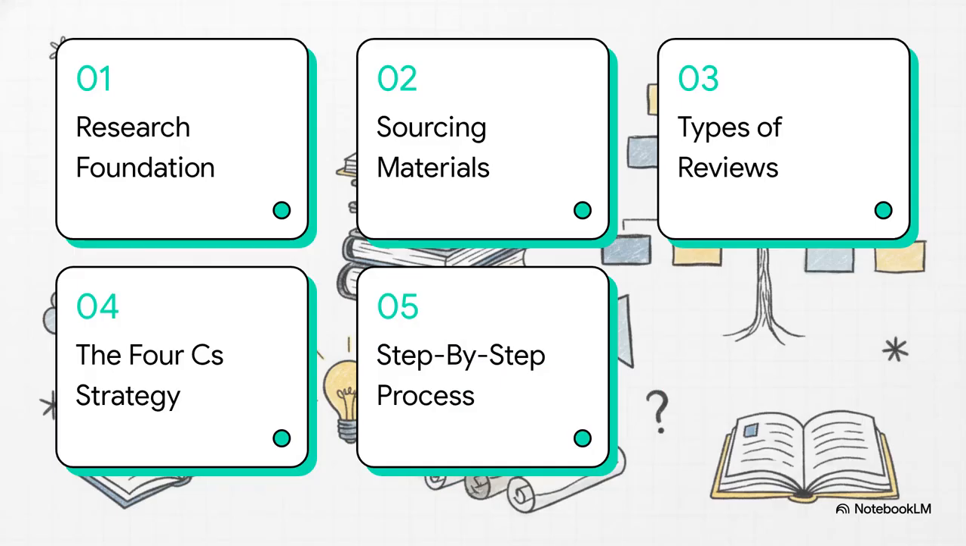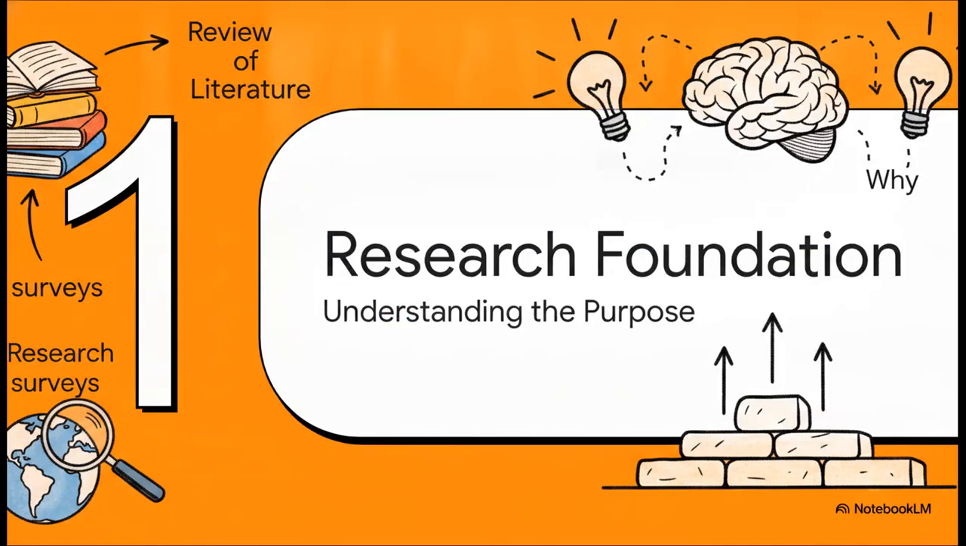Here is our roadmap for today. First, we'll cover the research foundation. Second, sourcing your building materials. Third, types of literature reviews. Fourth, the 4Cs strategy. And finally, number 5, the step-by-step process. So, starting right off with part 1, the research foundation.